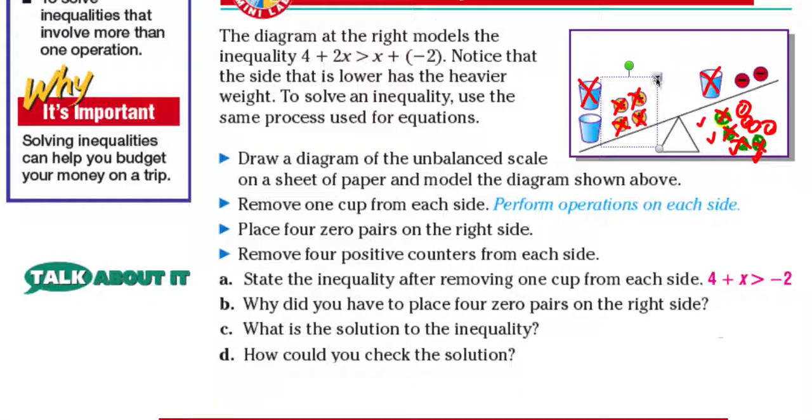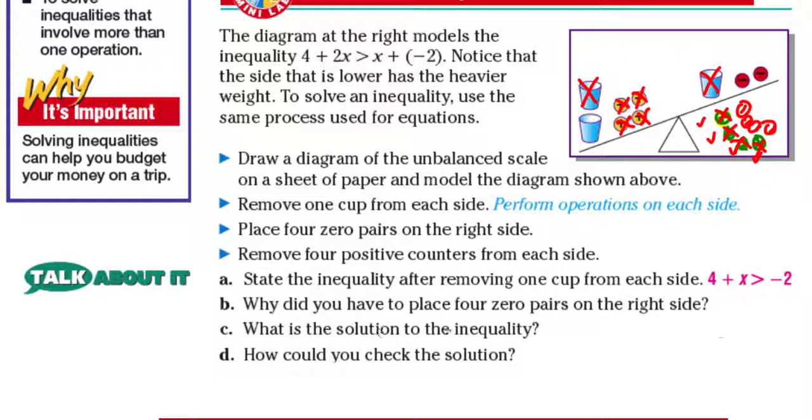Okay, let me get all those things. Take them out. Oopsie. There you go. Nope. There. So those x's we removed, so we took out 1 x from each side, and we end up with 4 positive counters plus x is greater than negative 2. Because we remove this, we're only left with that one. Okay, so let me give that back.